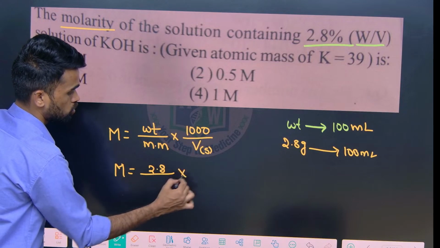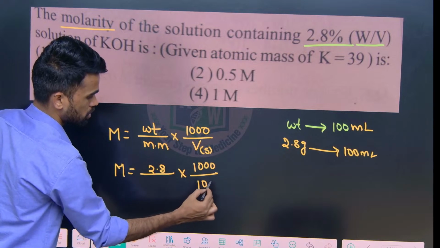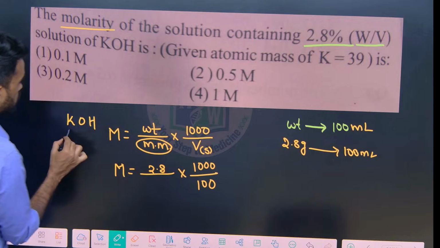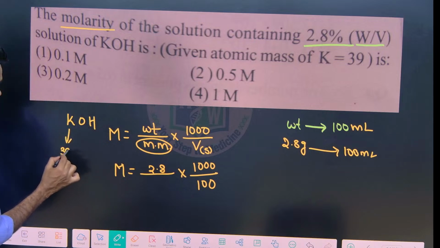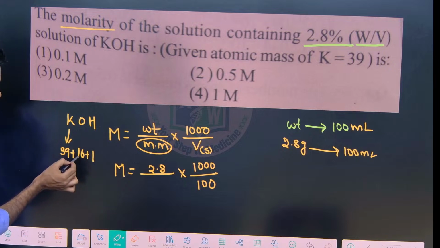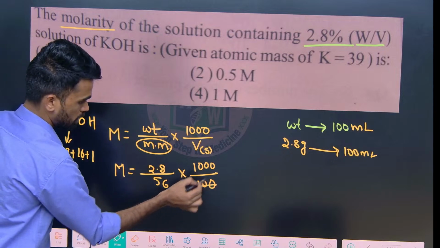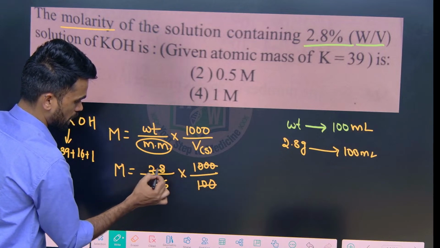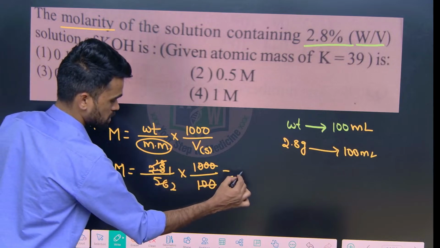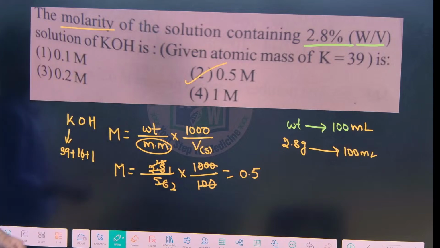So here I can write molarity equals weight, which is 2.8, into 1000 by the volume, which is 100, and what is the molar mass of KOH? For K it is 39 plus 16 plus hydrogen 1, which is 56. So this will be 10, so 28 by 56 means 1 by 2. So this is 0.5. Where do we have the option? Option 2 is your answer for the discussion.